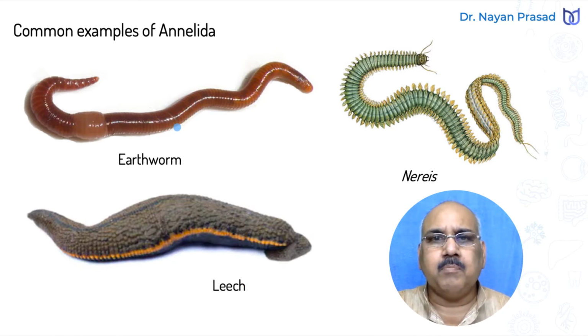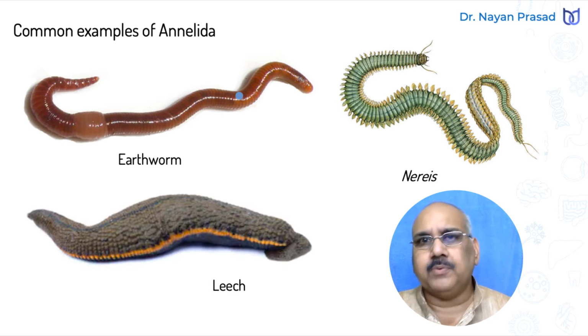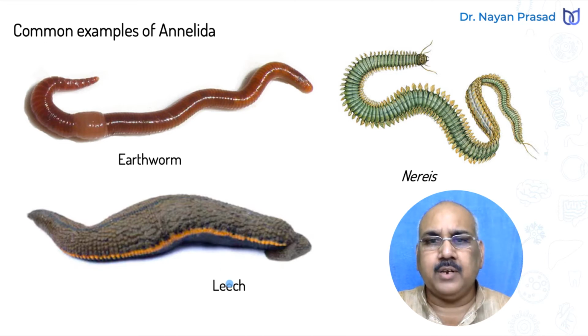In earthworms, minute locomotory structures are found, which are called setae. However, setae are absent in leeches. Leech bears suckers. However, one another free living creature, Nereis. This animal has distinctly divided body with several pairs of small lobe-like structures. These are called parapodia. Parapodia help in locomotion.